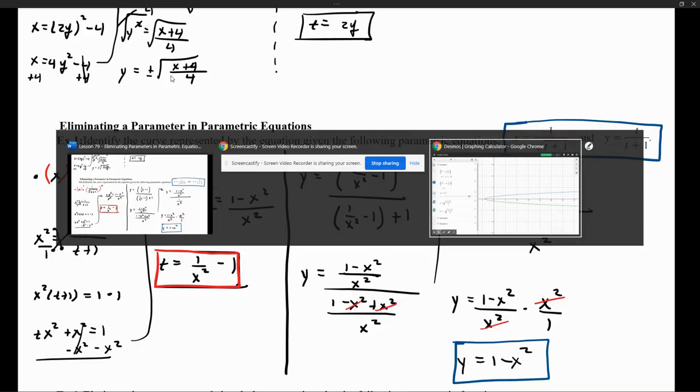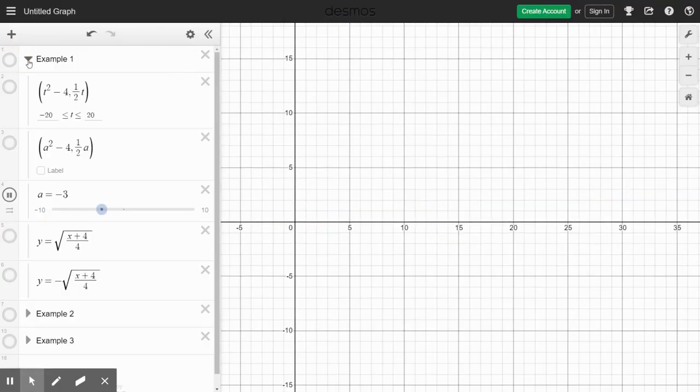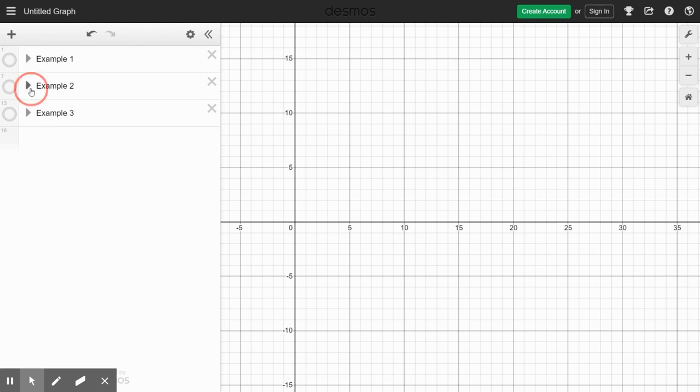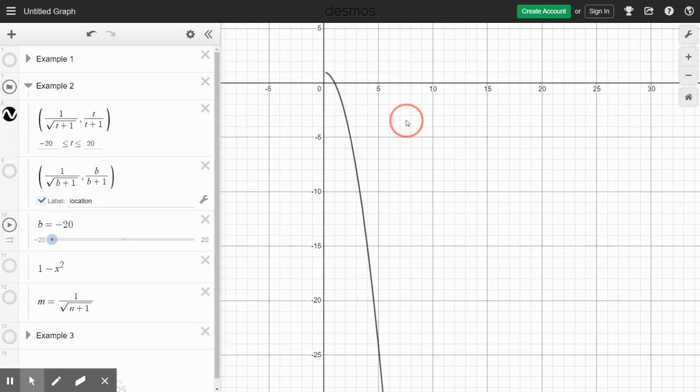Let's take a look at our example 1, which is still running. So let me just close that here. Notice that this is example 2. Here we have our parametric equations. For x it's 1 over the square root of t plus 1, and for y it's t over t plus 1. Notice that here we have our direction, or our location. Let me try to slow this down.